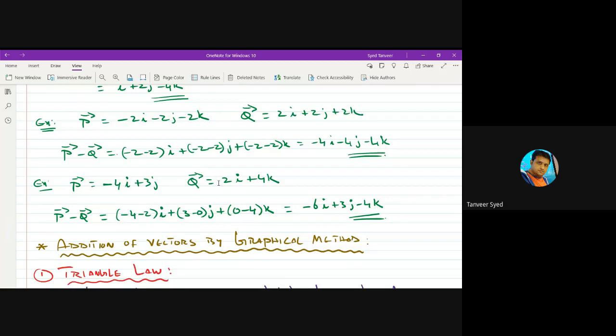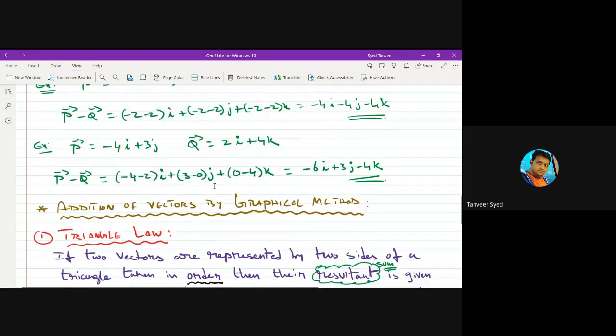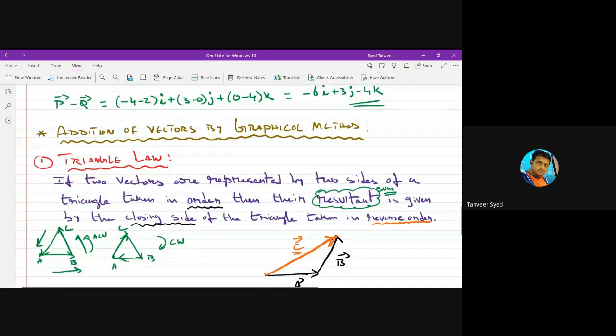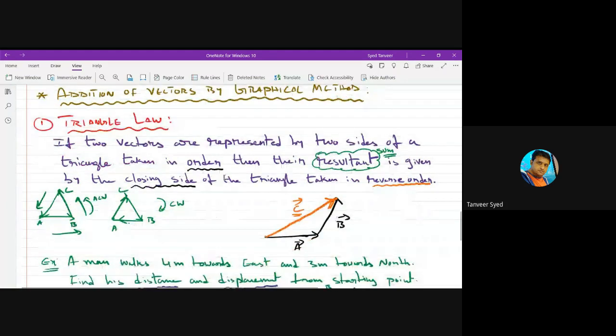Resultant will always be a vector. So vector plus vector gives vector. Vector minus vector also gives vector. Okay. Coming to graphical method, triangle law.